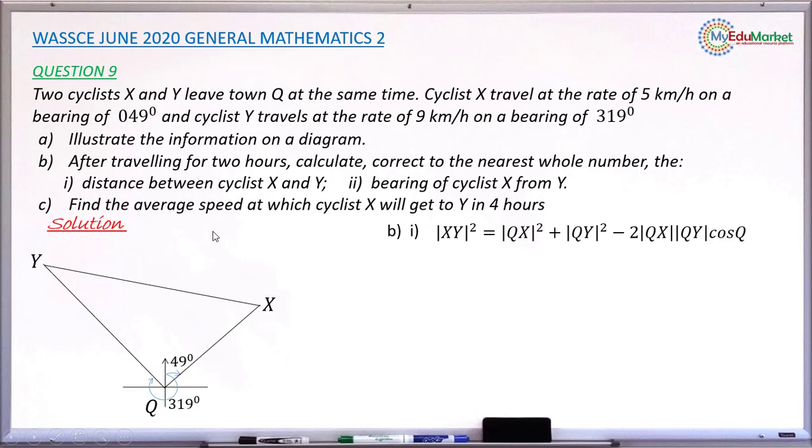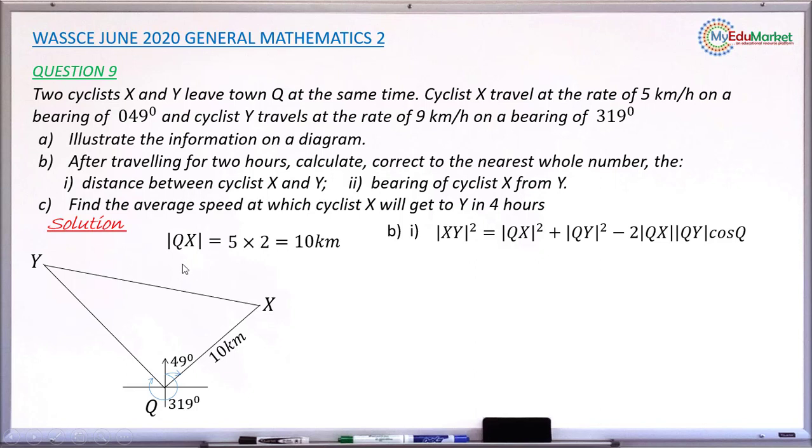So starting with the distance QX. Distance QX is the distance traveled by cyclist X. Cyclist X travels at 5 km per hour, the speed, and has been traveling for 2 hours. So we now use the concept of distance, speed, and time. Distance is given by speed multiplied by time. So you now have 5 as the speed and 2 as the time. Multiplying 5 by 2 gives the answer 10, which means cyclist X after 2 hours must have traveled a distance of 10 kilometers. So the side QX of the triangle is now 10 kilometers.